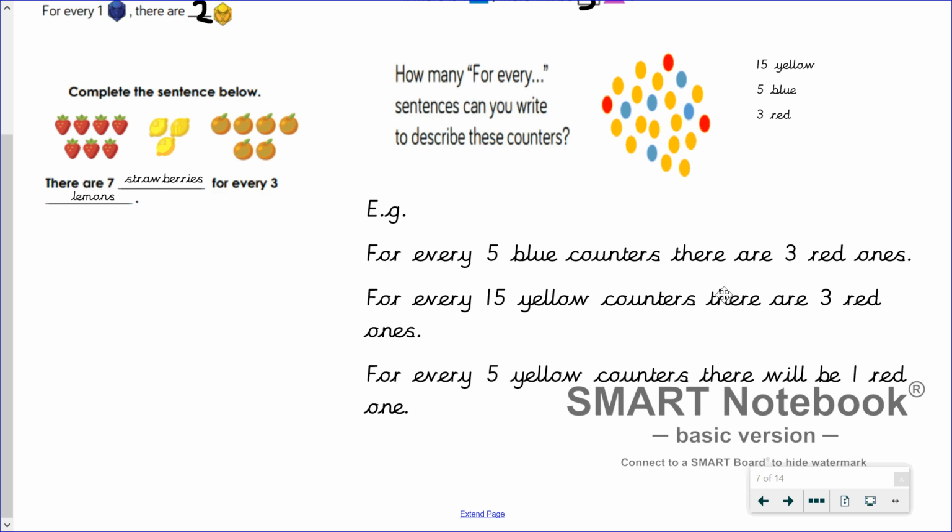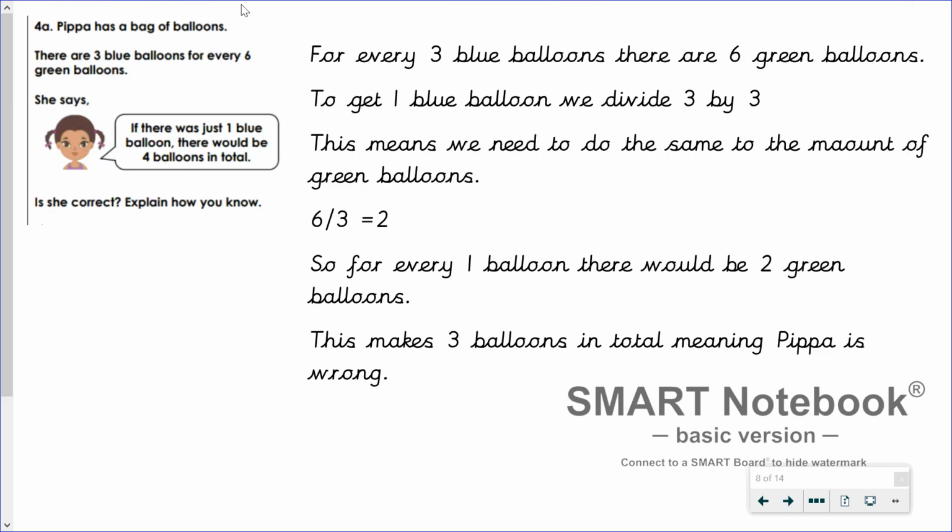So there's lots more you could have had, but as long as you've used those numbers of counters and relationships fit, you're fine. So we're going to go through a couple of problems now, different types of problem, and you're going to have a go at solving them.